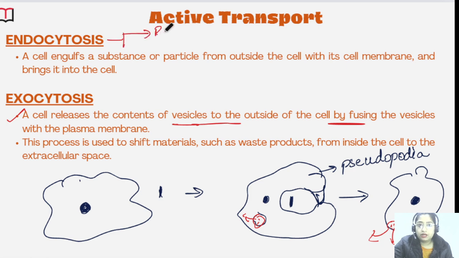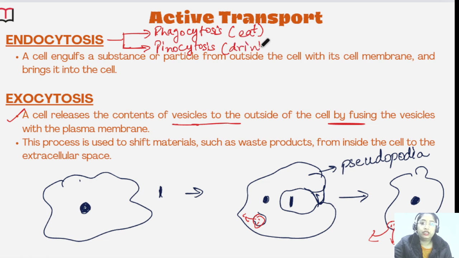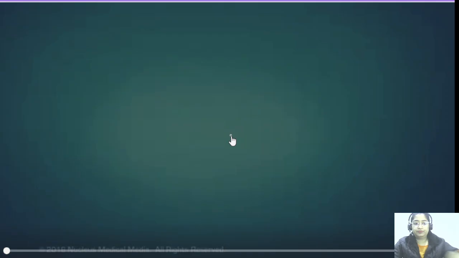Okay, one is phagocytosis and another is pinocytosis. If an amoeba is eating something, that is called phagocytosis. So phagocytosis is basically cell eating, and pinocytosis is cell drinking. If the food is in fluid form and an amoeba is consuming that food, that will be called pinocytosis. Okay, let's watch this video again for a better clarification.